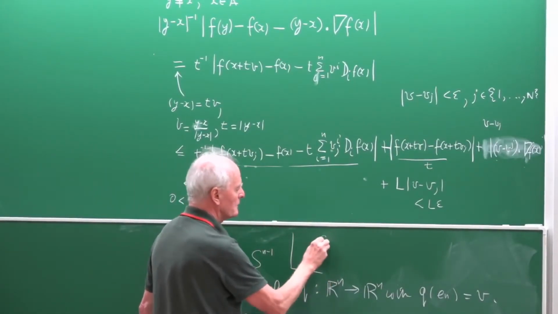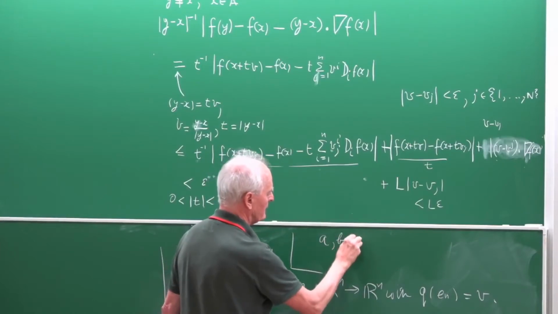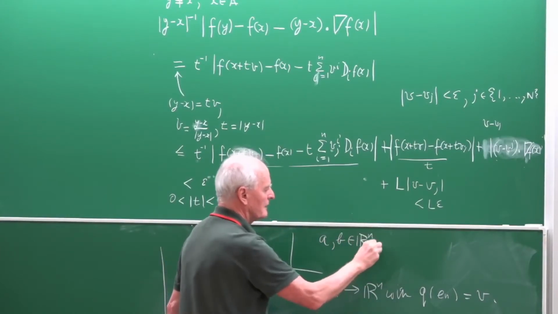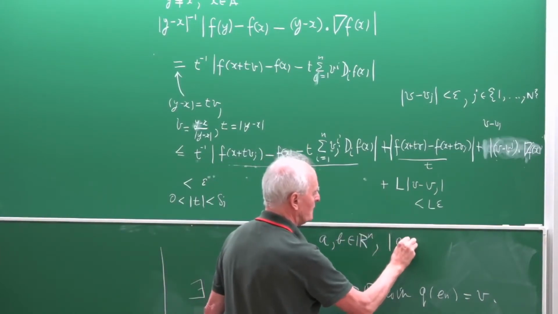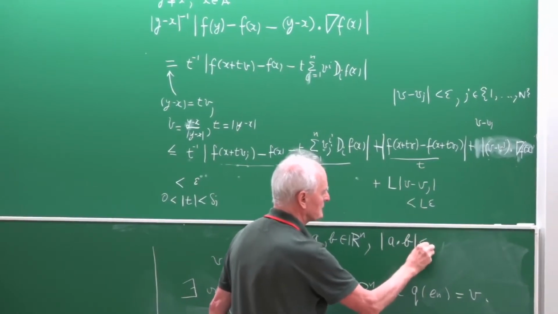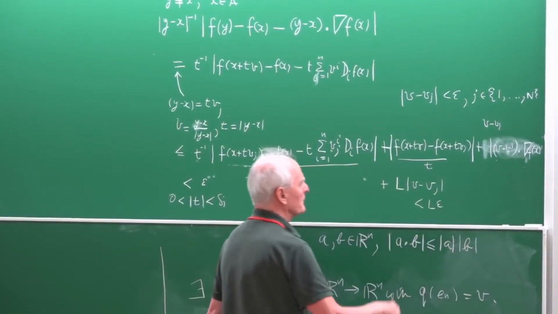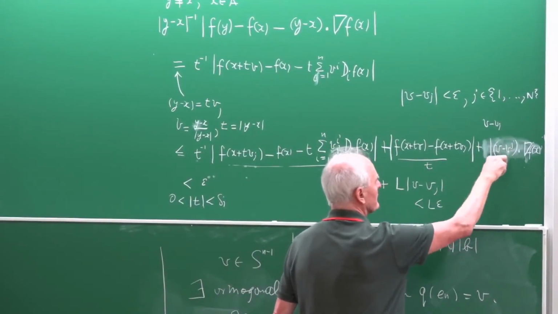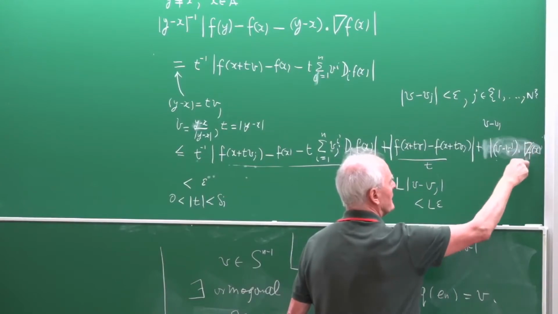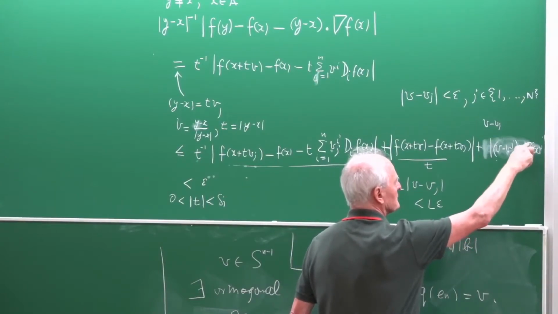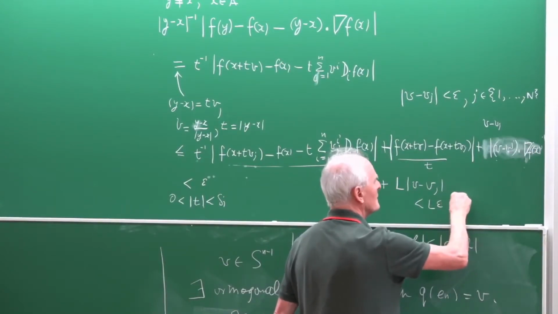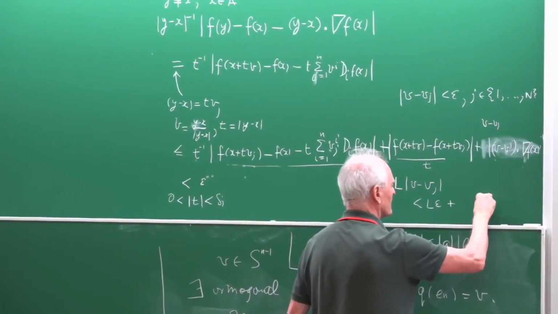That if you take two vectors A and B in Rn, then the absolute value of the dot product is less than or equal to the product of the separate lengths. So we use that here. So this is less than epsilon again, and this is again less than L because it's a Lipschitz function with Lipschitz constant L. So we get, also from this term, an L times epsilon.